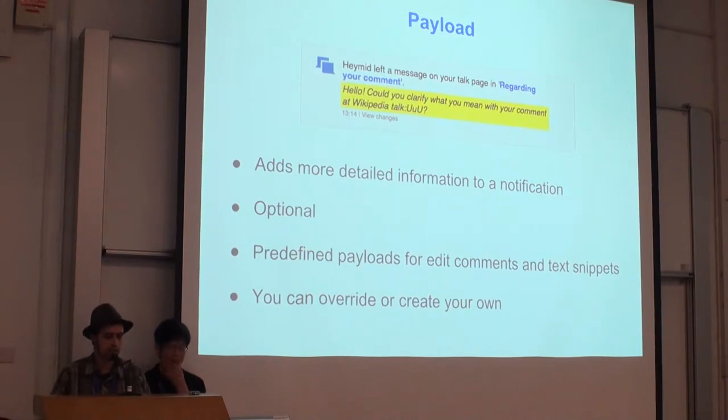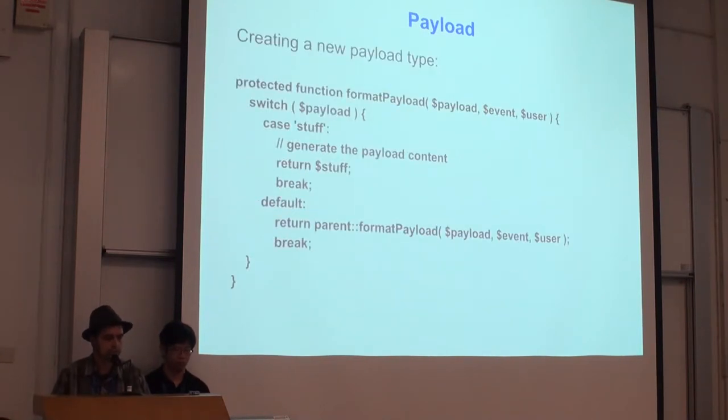For example, the edit comments or text snippets. If you want to, though, you can override those predefined payloads, or you can completely create your own through your own notification formatter. So this is an example of overriding the payload function. If we wanted to add our own payload type, we have the format payload function here. We've added a handler for a payload type called stuff, and it's kind of just pseudocode here, but you'll see that under case stuff, that's where you would generate your own data that gets inserted into the notification as a payload. And then for anything else, we hand that back to the parent class to handle any of the other potential payload types.